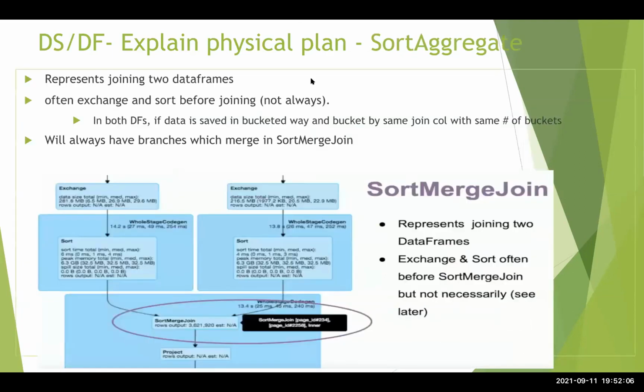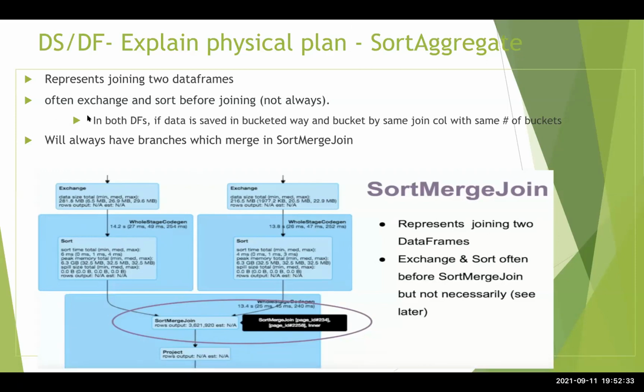Now we'll talk about sort aggregate. Sort aggregate represents joining two data frames. Basically, when you're joining two data frames, there is often an exchange and sort before joining. So this is an example. There are two data frames which you want to join. Some shuffle happens, then some sort happens on both of these, and then some joining happens. This is an example taken from the Spark UI. I will show you the Spark UI also eventually.